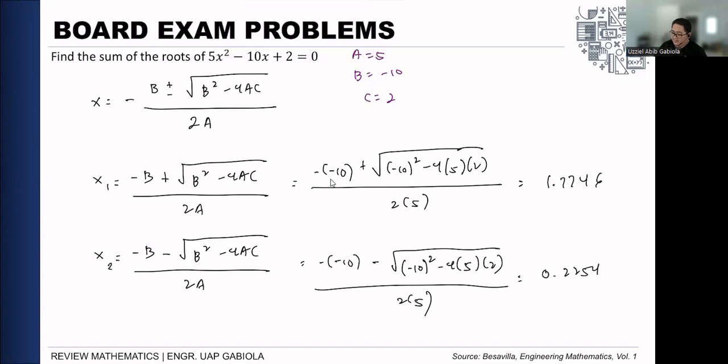Then the question asks for the sum. So it should be x1 plus x2, which is equal to 1.7746 plus 0.2254, which is equal to 2.0. So that is our answer.